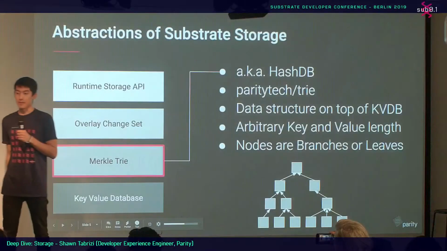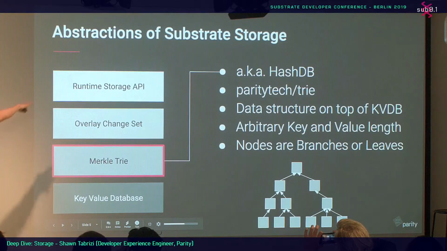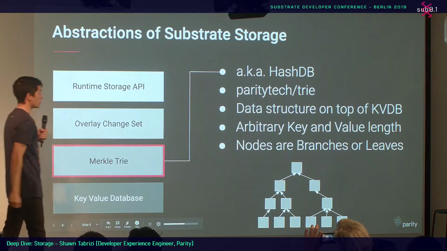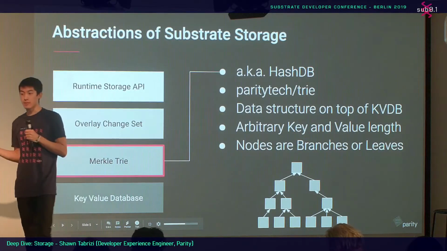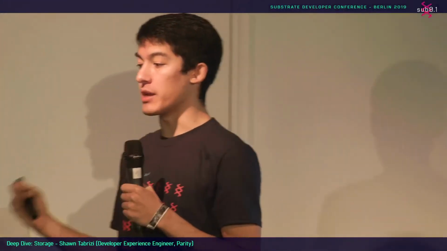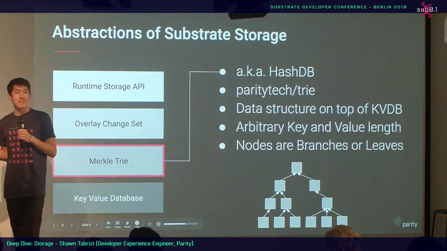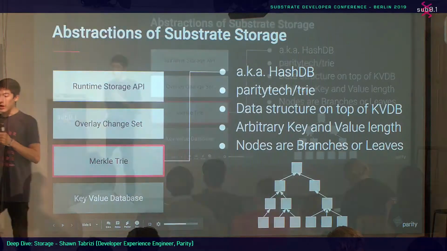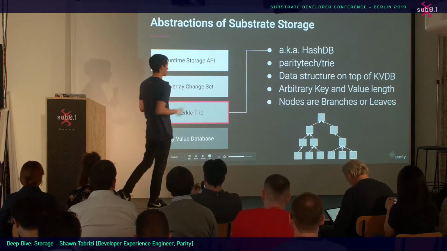Then we have a Merkle tree. This is also known as the HashDB, and this is implemented in the crate paritytech trie. It's basically a data structure on top of the key value database. One of the things I'll be iterating over and over here is that this tree structure is actually like a virtual tree structure. That makes more sense later, but basically we support at this level arbitrary key and value lengths. The nodes here can be branches or leaves. And again, we'll go deeper into the whole trie structure later.